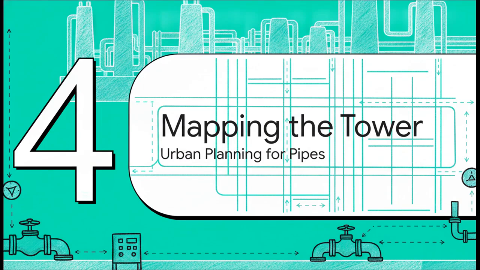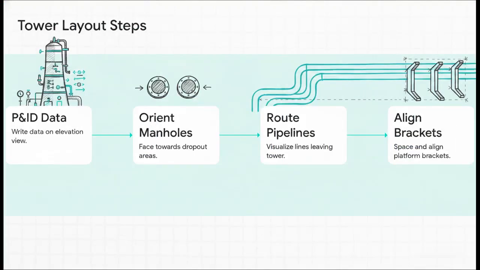Armed with that toolkit, we transition into the actual layout phase. This is where the magic really happens. We're stepping into a full-on urban planning exercise, mapping out the traffic lanes and access points of our vertical city so everything operates without crashing into each other. It's a highly systematic sequence.